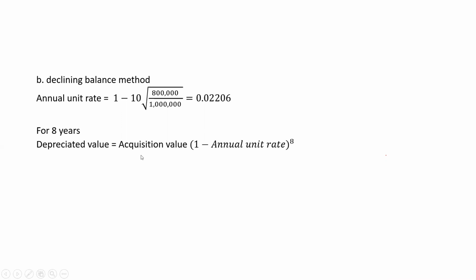So what you need to do is substitute the value of acquisition and the value for annual unit rate. So the value for acquisition should be 1 million naira. The value for annual unit rate is 0.02206. So can anyone compute that and tell me the answer? Anybody?